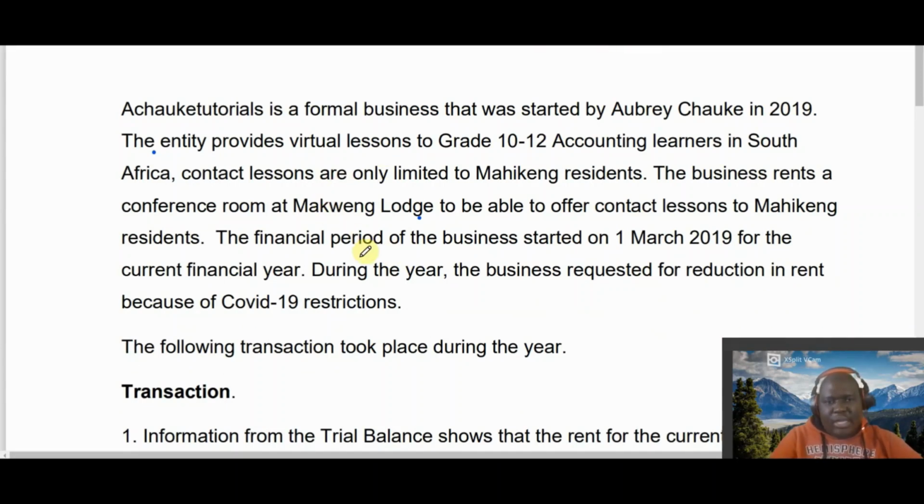So let's continue with what we have here. From the information, we are told that Chauke Tutorials is a formal business that was started by Aubrey Chauke in 2019. The entity provides virtual lessons to grade 10 to 12 accounting learners in South Africa. Contact lessons are only limited to Mahikeng residents. The business rents a conference room at Mankweng Lodge to be able to offer contact lessons to Mahikeng residents. The financial period of the business starts on 1 March 2019 for the current financial year. During the year, the business requested a reduction in rent because of COVID-19.